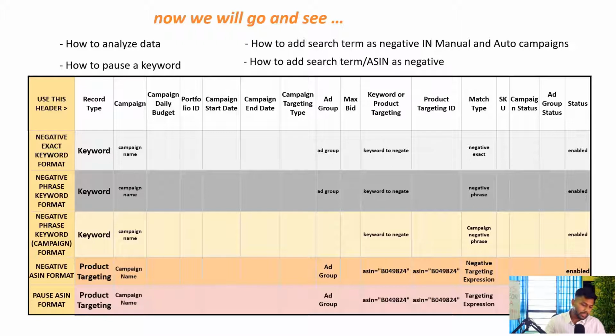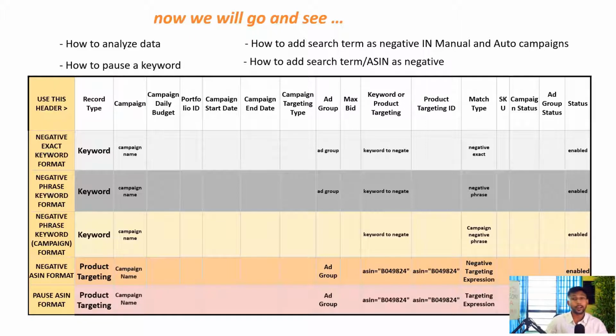So let's assume we are going to negative exact, that is, we are going to add a search term as negative exact. If you have to add a search term in negative exact, first you have to know which campaign it is in. So below the campaign column, write down the campaign name. This will be your campaign name.